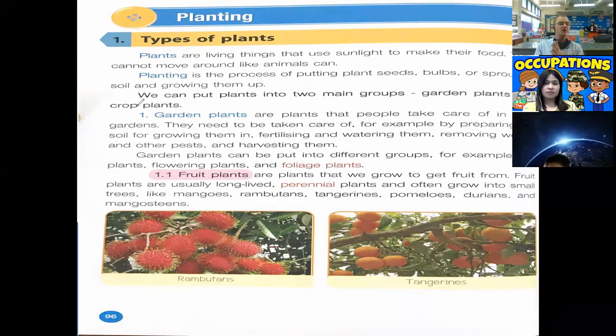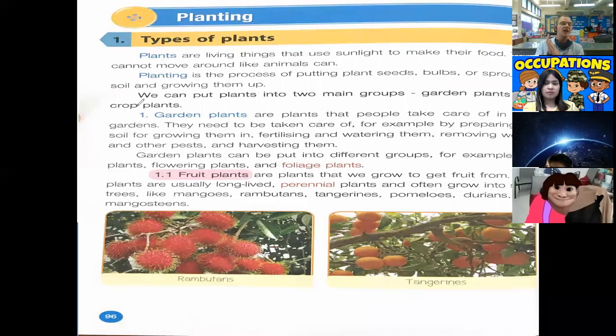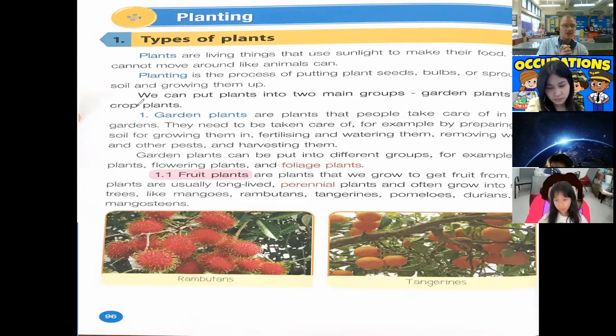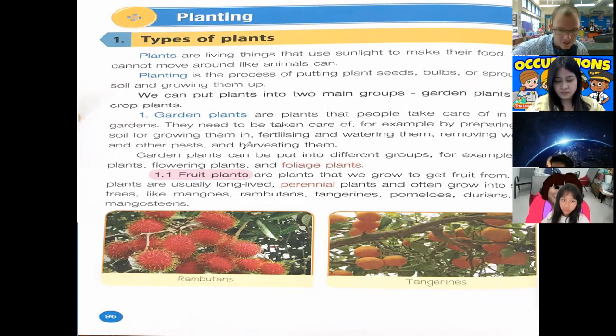Now the fruit plants, these are the ones farmers like the most because they provide us with food. So these are plants that grow fruits like the mangoes, the rambutans, the tangerines, pomelos, the durian and mangosteens. They all grow on different types of plants. Those are fruit plants that carry fruit for us to eat.